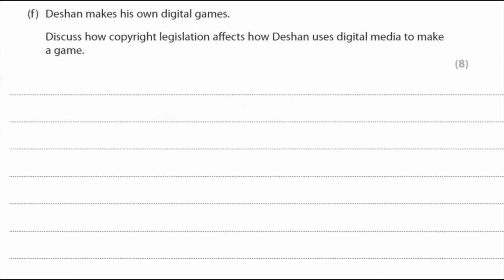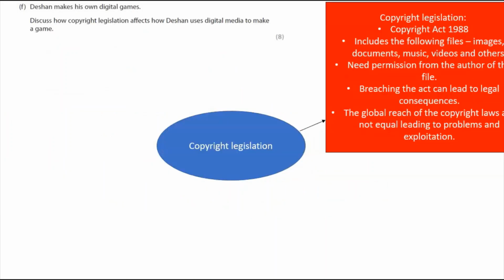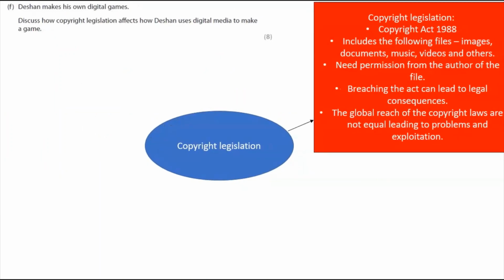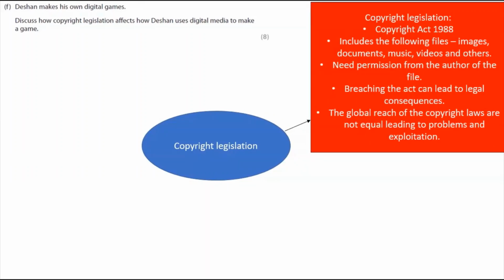8 marks. So as said back in question 4, you need a plan. So what I've done is, in the centre of my page, I've written down copyright legislation and I've just looked at what exactly that is. So the Copyright Act of 1988 includes the following files: images, documents, music, videos, and others. You need permission from the author of the file. Breaching the Act can lead to legal consequences. The global reach of copyright laws is not equal, leading to problems and exploitation.